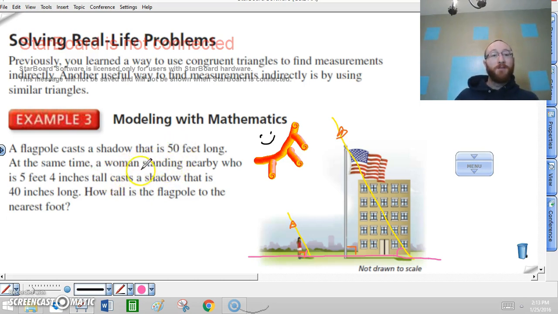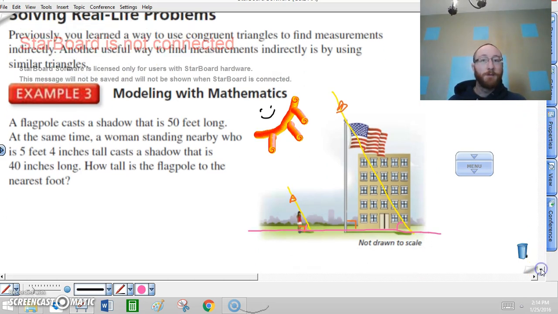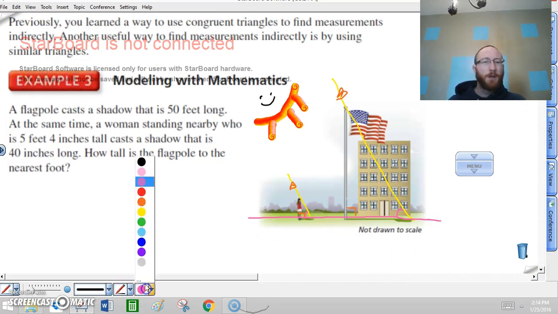Flagpole casts a shadow that's 50 feet long, and this woman who's 5'4" casts a shadow that's 40 inches long. So what we're doing is using a shadow to figure out how tall the flagpole is, because I don't want to climb to the top of a flagpole. Dangerous. Alright, so we got to do a couple things. I always like to have the same units here. So I think I'm going to get everything all in inches. 5 feet, 4 inches tall. 5 times 12 is 60, so this would be 64 inches. This is for that girl. Her shadow is 40 inches.